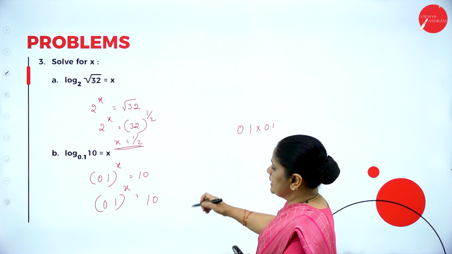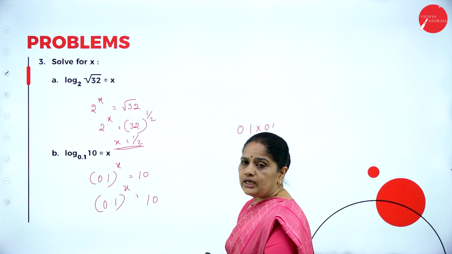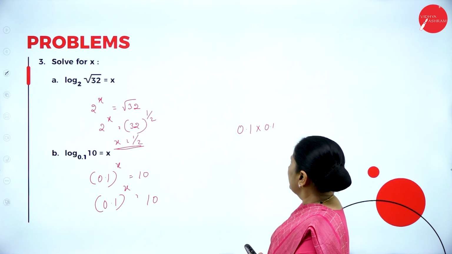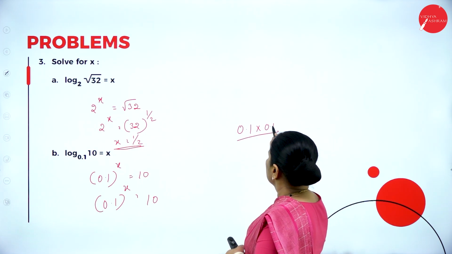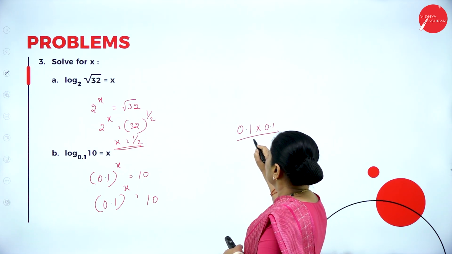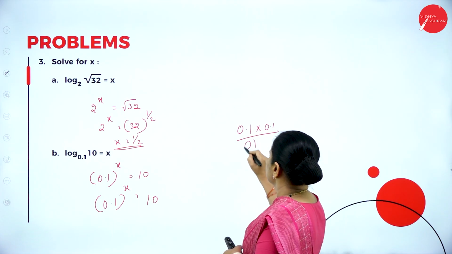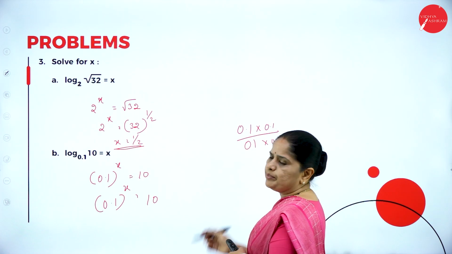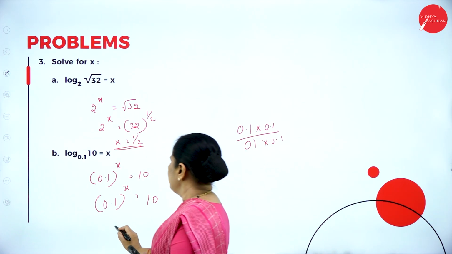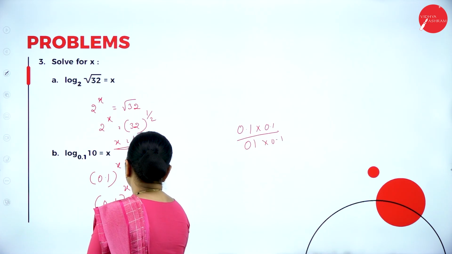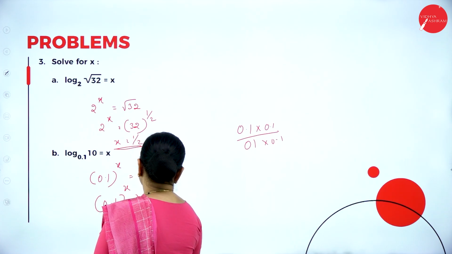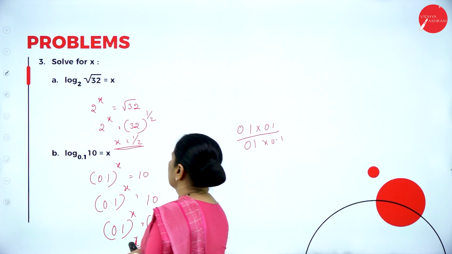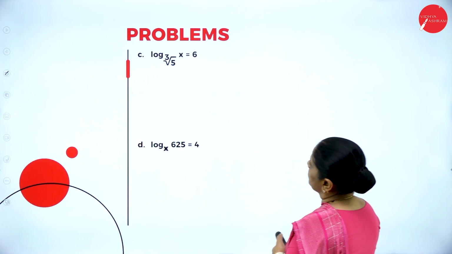So that many times I have to multiply in order to find the value of x. So 0.1 into 0.1 is 0.01, and again into 0.1, so you have to keep on multiplying. So 0.1 to the power x equals 0.1 to the power 10. So x equals 10 is the answer.